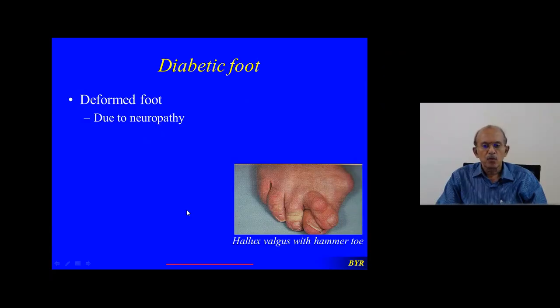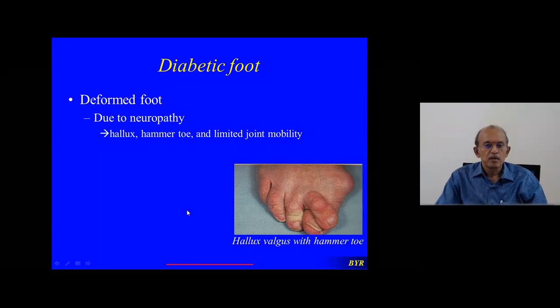Deformed foot. Why is there a deformed foot? Due to neuropathy. Because of peripheral neuropathy, there will be sensory disturbances producing lack of sensation in the foot, and there will be motor neuropathy with paralysis of certain muscles of the foot. This can lead to deformities like hallux valgus, hammer toe, and limited joint mobility. You can see here this patient has hallux valgus.